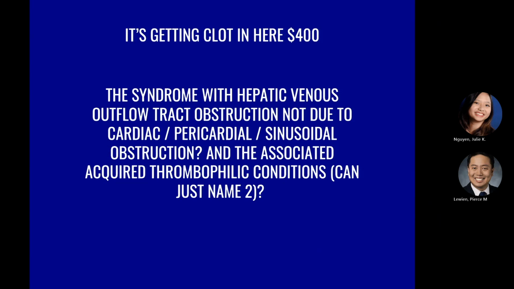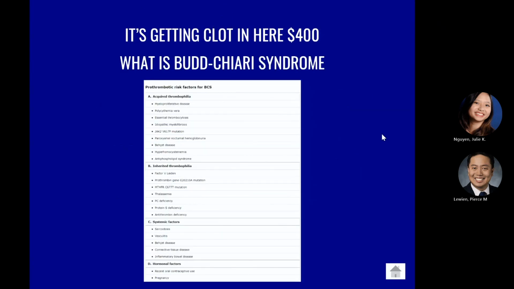How about team 16? Budd-Chiari syndrome. Mm-hmm. And polycythemia vera is one of them. Yeah. Pretty cool. Then we don't know the other one. We're not sure, but factor V Leiden can cause it. Mm-hmm. Yes.